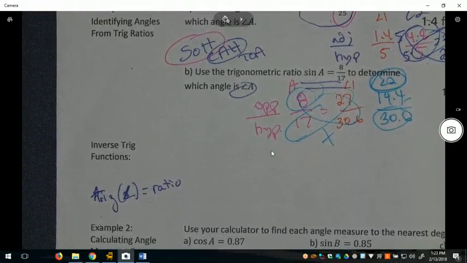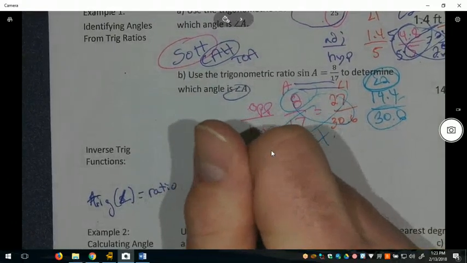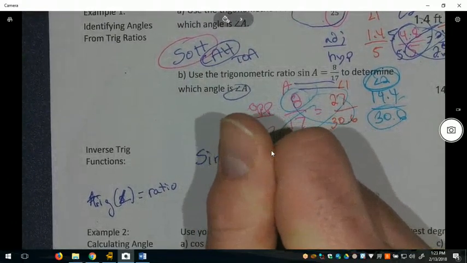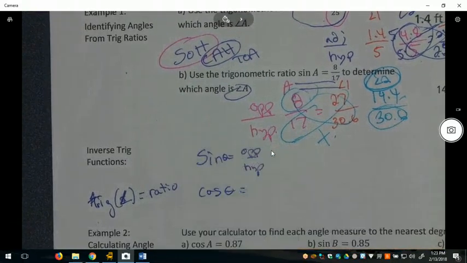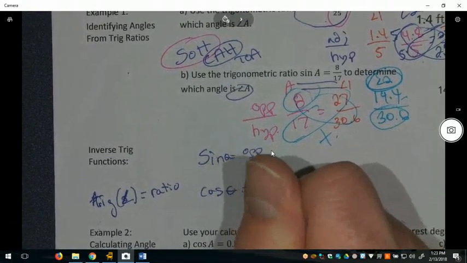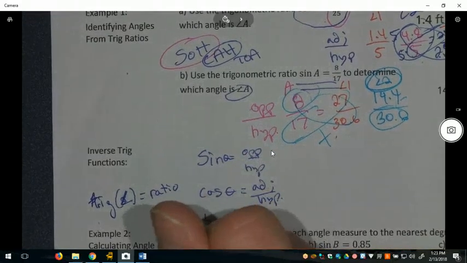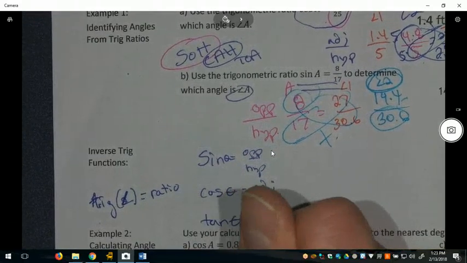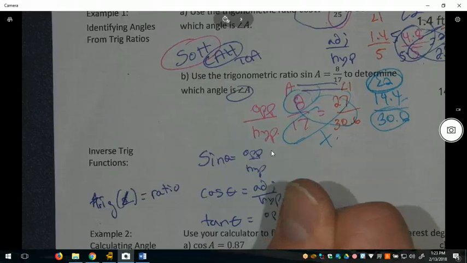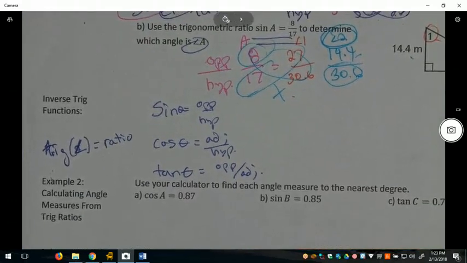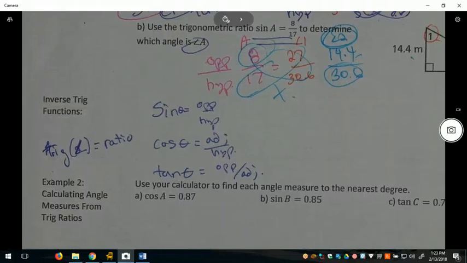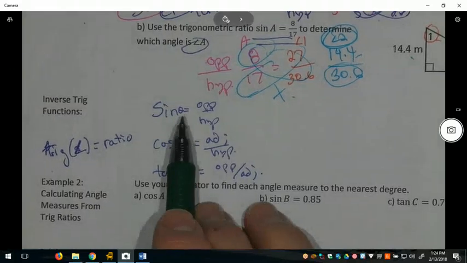The ones that we're familiar with are sine, which is opposite over hypotenuse. Cosine of an angle, I'll use theta, is adjacent over hypotenuse. And tangent of an angle is opposite over adjacent. We can memorize that using SOHCAHTOA. But there are what are called cofunctions.